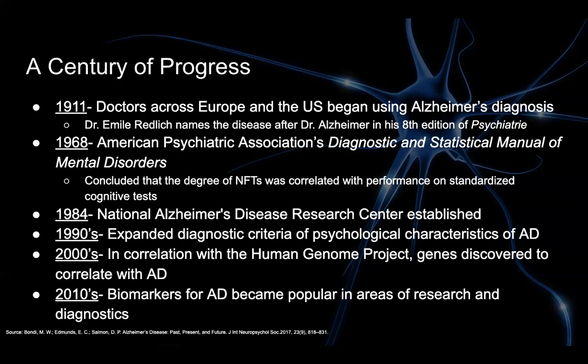Through funding from the National Institute for Aging. In the 1990s, that's when we started to expand the diagnostic criteria of psychological characteristics of Alzheimer's disease. And then in the 2000s, right when we're getting started with the Human Genome Project, is when we started to really uncover all the genes that are correlated with Alzheimer's disease as we gained more knowledge about the human genome.